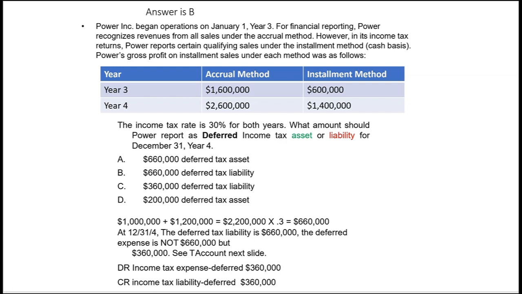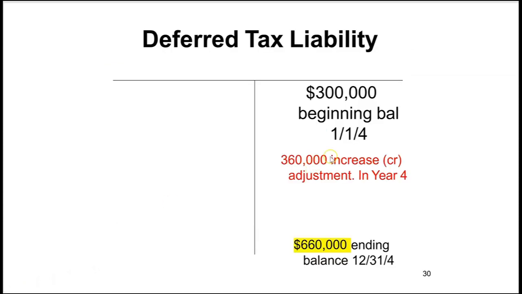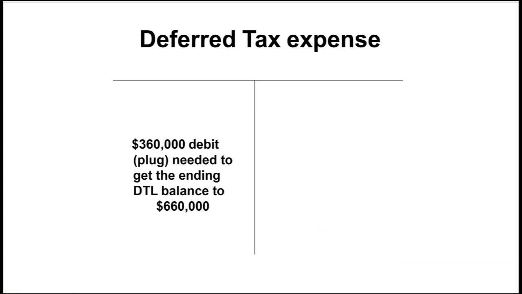Now for the journal entry. You might think we're going to debit income tax expense deferred and credit income tax liability deferred for $660,000, but why is it only $360,000? Remember that T account. It's going to have a beginning balance of $300,000 for deferred tax liability, and then we're going to put the ending balance in there. That's the $660,000 that we just calculated. So we calculate the ending balance, and then we back into this year's adjustment. So this year's adjustment is only $360,000 debit to deferred tax expense, not $660,000.